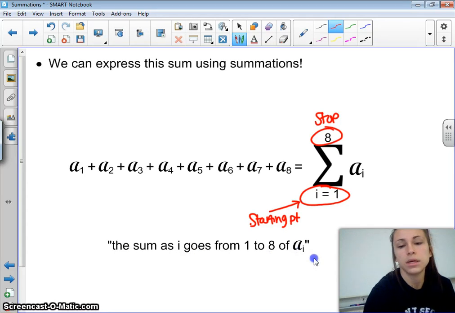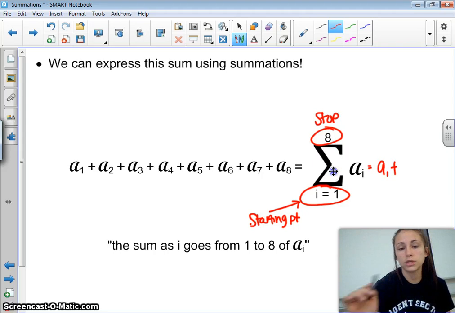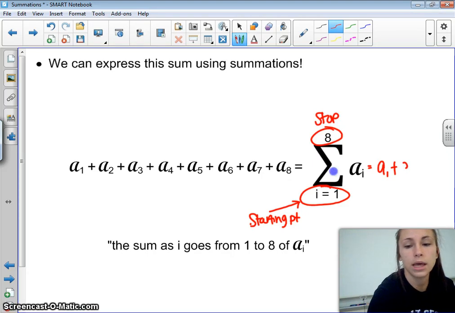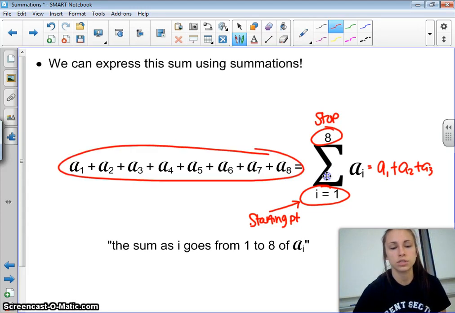And so what that means is if we plugged in 1, starting at 1, I would have A1. And then I would say plus, because this is a sum. And then I'm going from 1 to 8, so I would say plus A2 plus A3 all the way up to A8 like I've got written over here. And so that's just all this sum means.